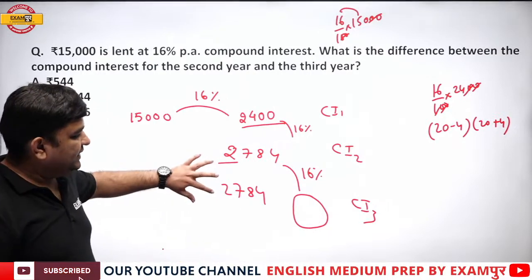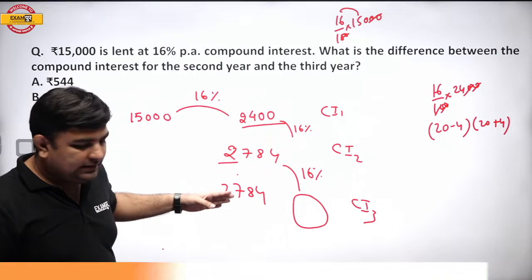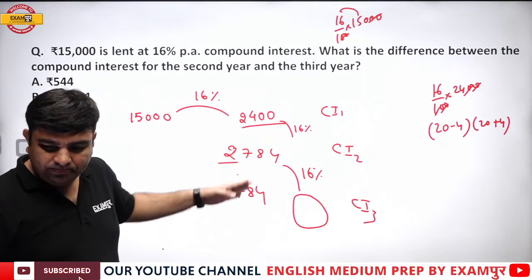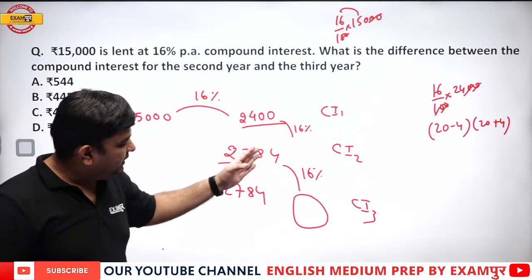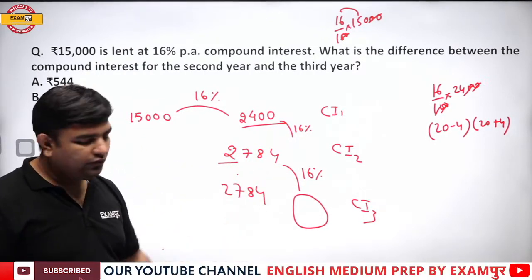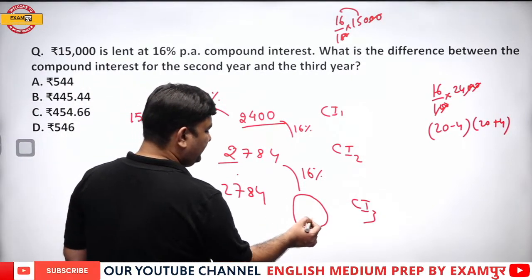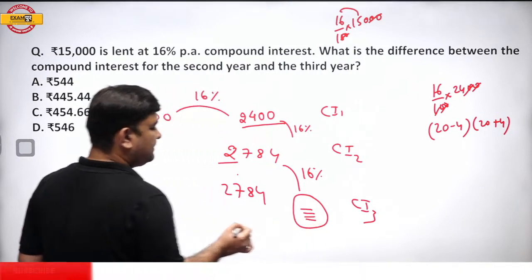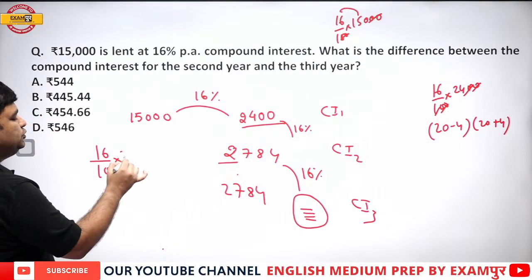Guys, if it is about finding the difference of C3 and C2, then this term is going to get cancelled out. Only the answer is 16% of 2784. 16% of 2784.